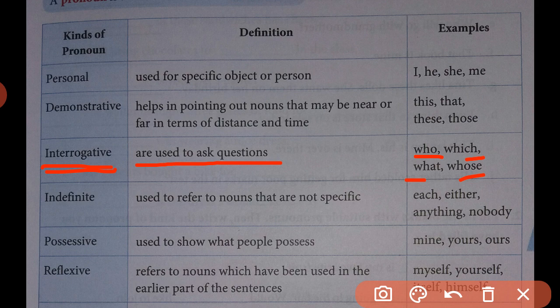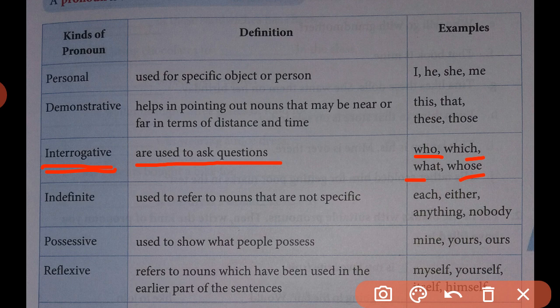That means if they are used at the beginning of the sentence to ask a question, then only they become interrogative pronouns. Because they are the same WH words, if they are used in between the sentence, then they don't play the role of an interrogative pronoun, but they become relative pronouns. We will discuss that later on. So here, is it clear?